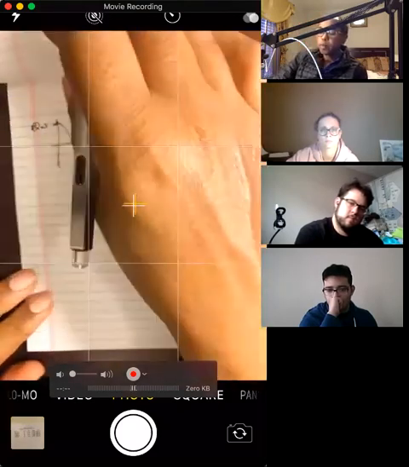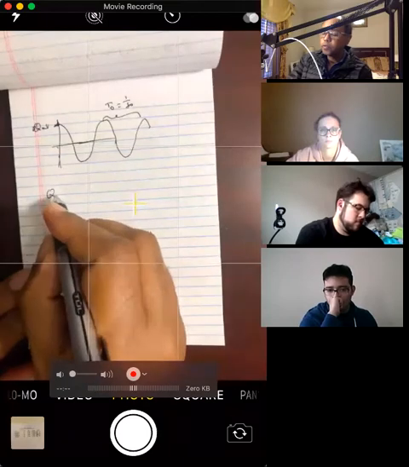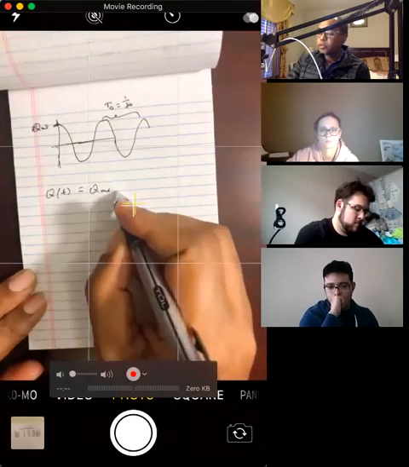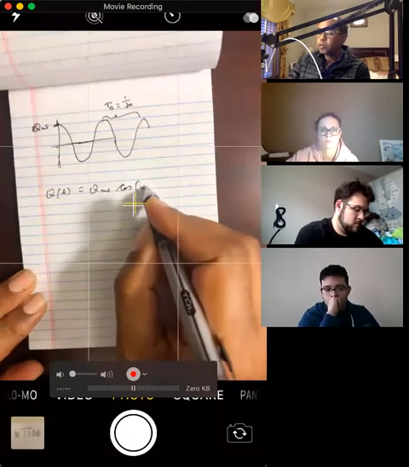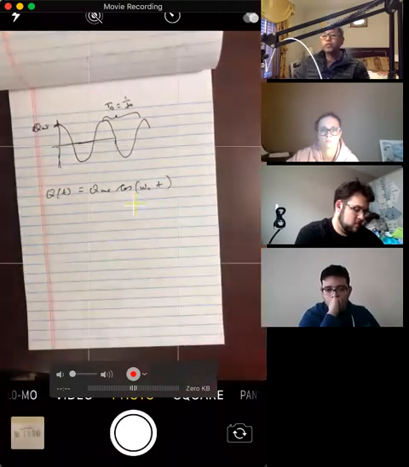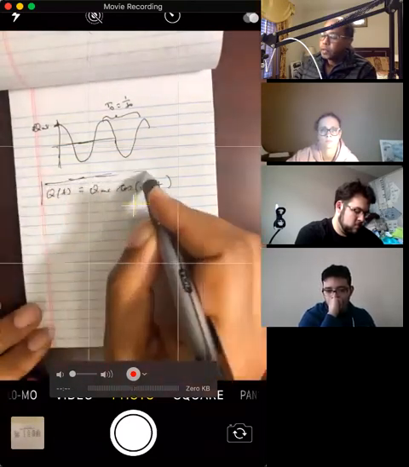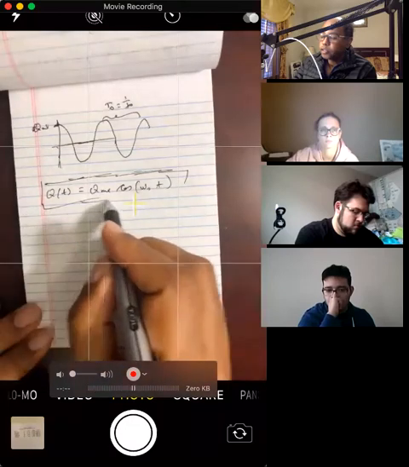Let me put that in the box over here. So you've got Q of T equals the maximum charge times cosine of, I'll just say, omega naught T over here. Omega naught is 1 over the square root of LC. So this is how the charge varies as a function of time.